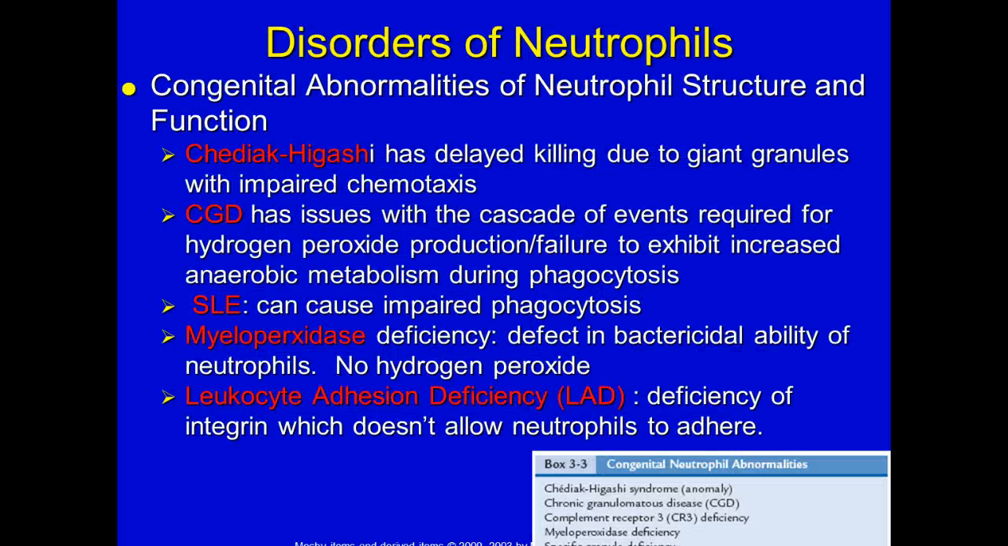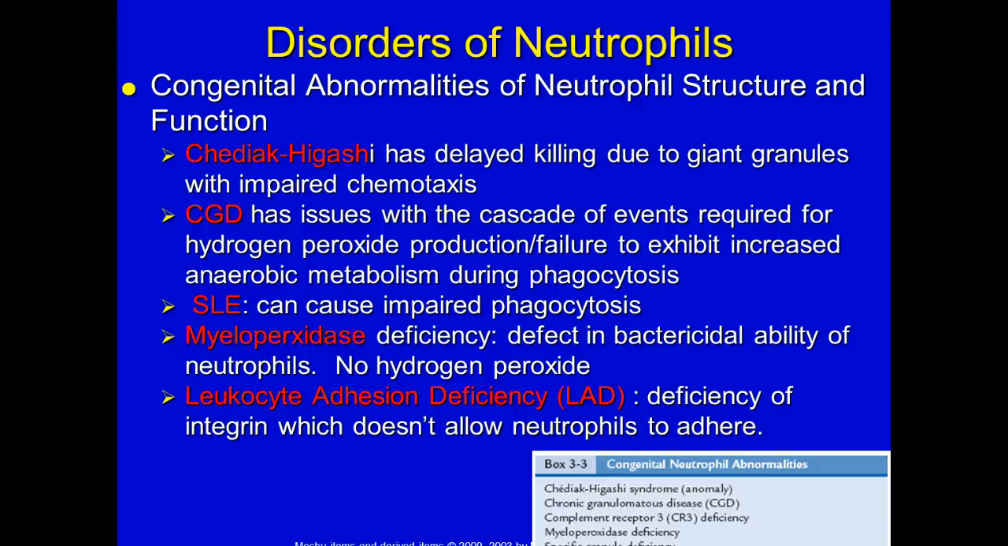So these are the disorders I want you to be familiar with. The first one is Chediak-Higashi. With this one, we see delayed killing due to giant granules with impaired chemotaxis. The next one, chronic granulomatous disease, or CGD. You can refer to that in the bottom right-hand corner as well. This one has issues with the cascade of events required for hydrogen peroxide production, or failure to exhibit increased anaerobic metabolism during phagocytosis.